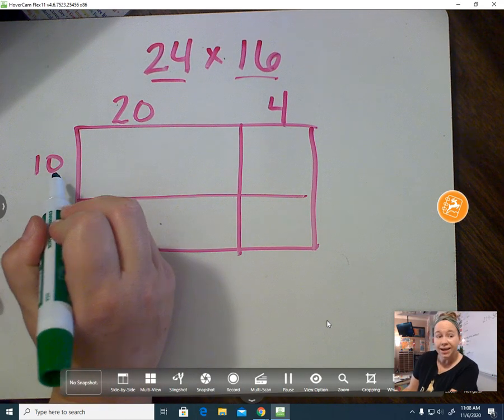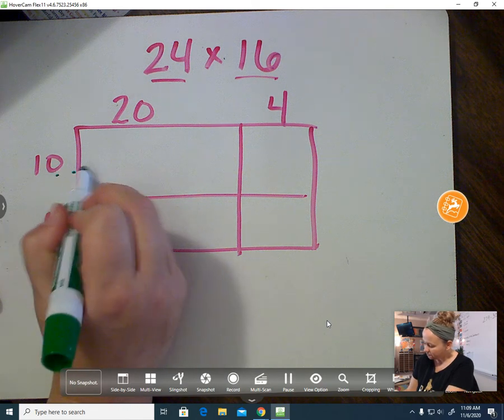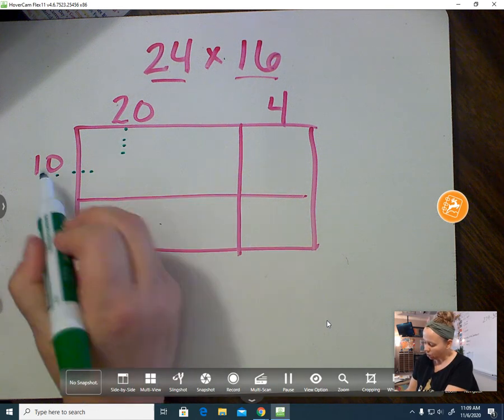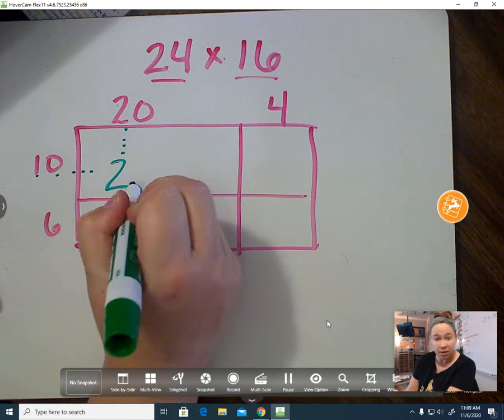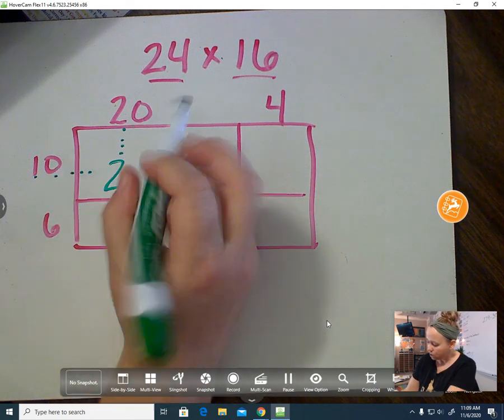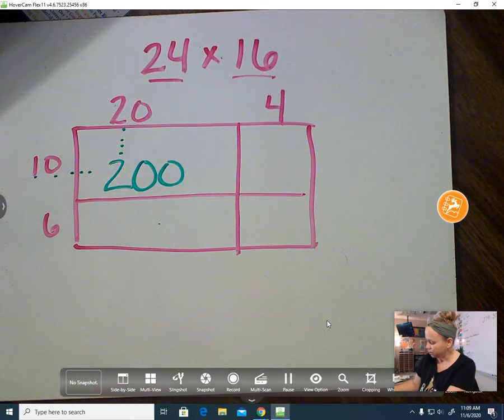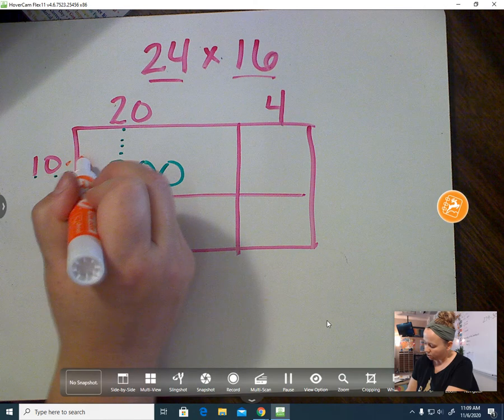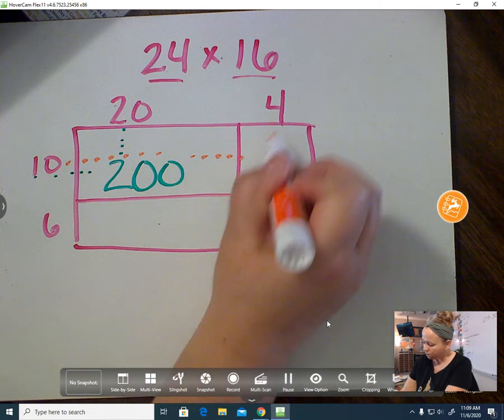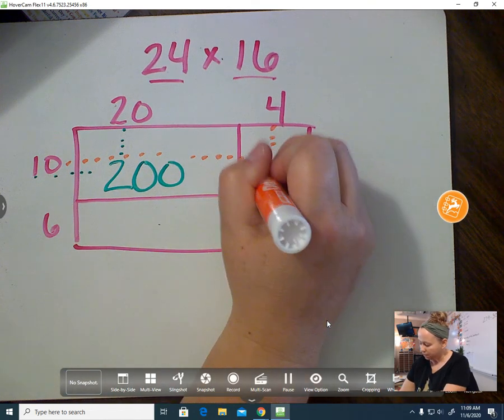We're going to meet in the middle. 10 times 20. Well, 1 times 2 is 2. And how many placeholder zeros? 1, 2. So 1, 2 zeros. All right. Now we're going to meet in the middle. 4 times 10. Oh, I know that one. 40.